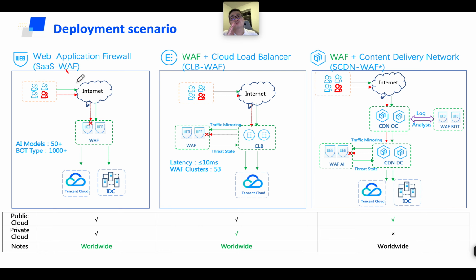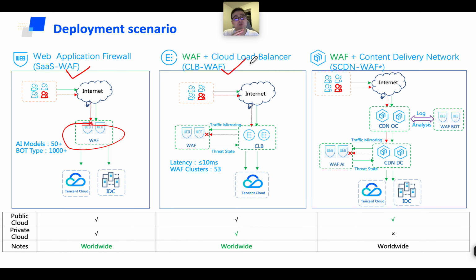So we support the first one, the SaaS WAF. It's pretty standard. It's an inline WAF. Basically, you're going to insert the WAF in between the internet and your workload. So this is where the WAF sits. It's pretty intrusive, and also it adds certain latency, like 2 to 3 milliseconds.